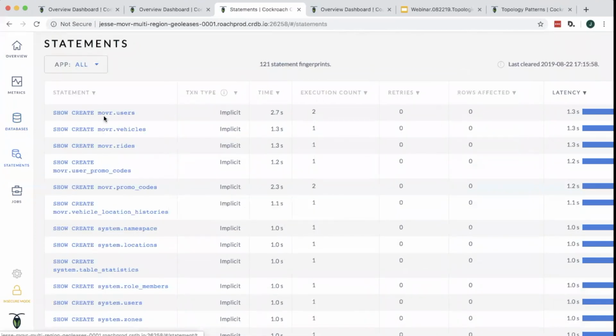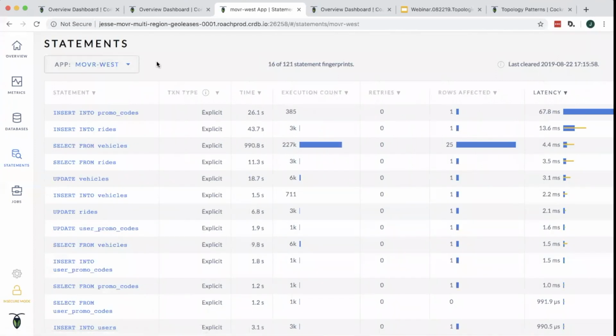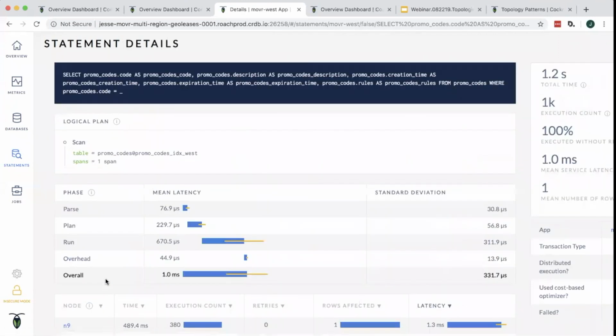And I'm going to look at this real quick. I'm going to go to the statements page. I'm going to filter by app here, so the mover running in the West Coast. And we're going to go look at this select from promos query. And we can see right here that it is using that index in the West Coast. So just to prove the point here, it automatically did that for us.